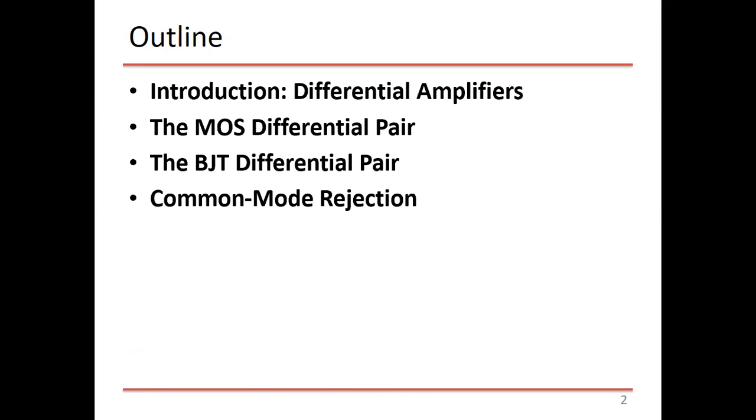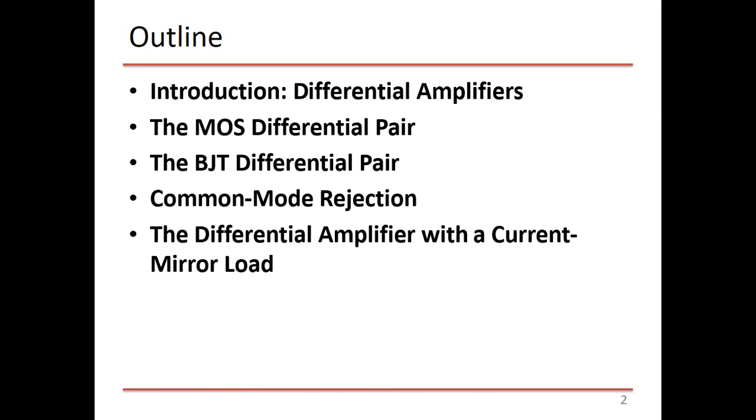We will study something called common mode rejection ratio, to see how the differential amplifier can reject what's called common mode signals. And we'll talk about the differential amplifier with current mirror loads or current source load. We call it active load. And we will study the multi-stage amplifiers later on.